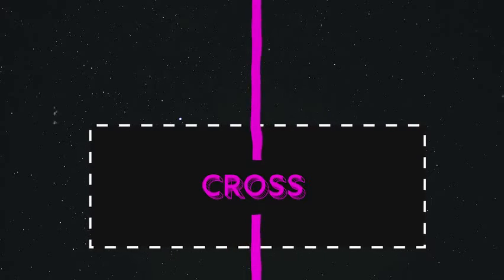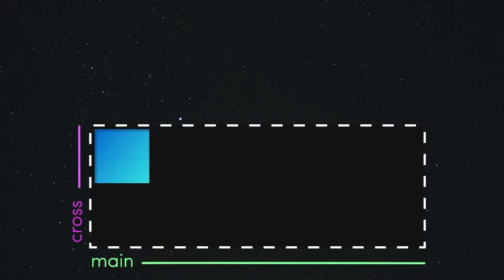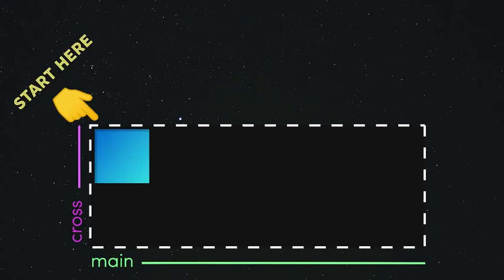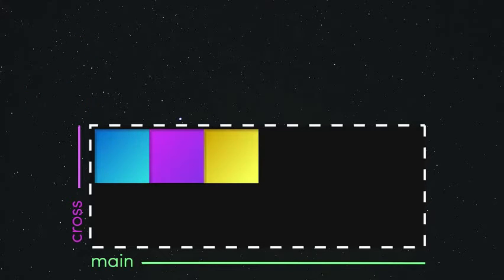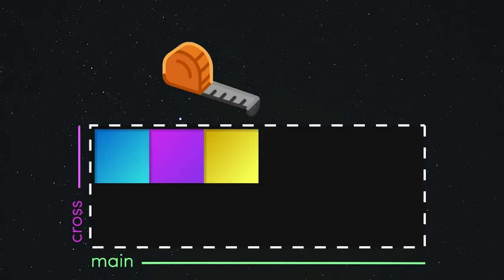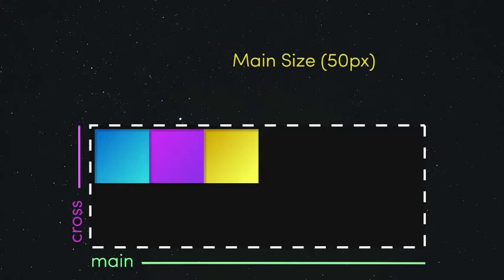that runs vertically. If we add items to the Flex container with a fixed width, they will sit in the top left corner. The items will be laid out one after the other from the main axis starting points. The amount of space that each item takes up is known as the main size. In this case, each item has a fixed width of 50 pixels.